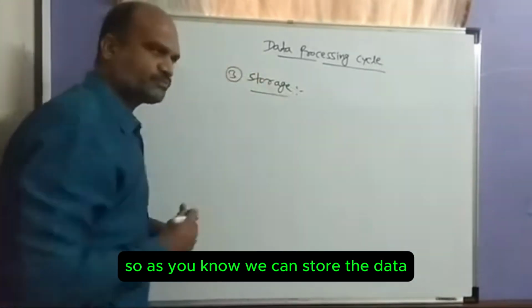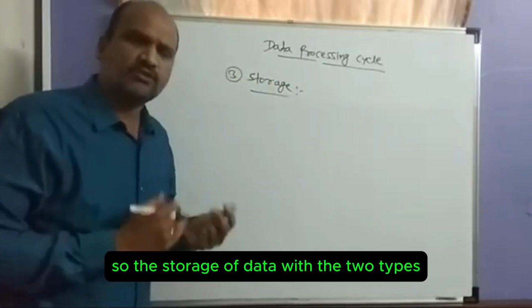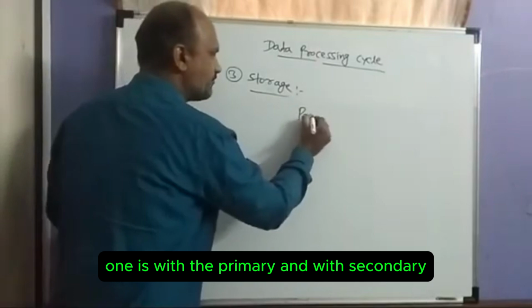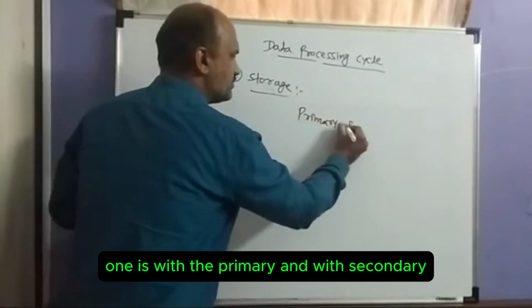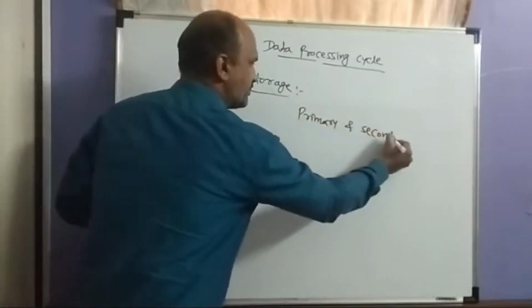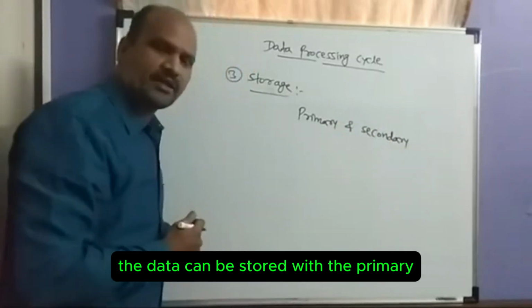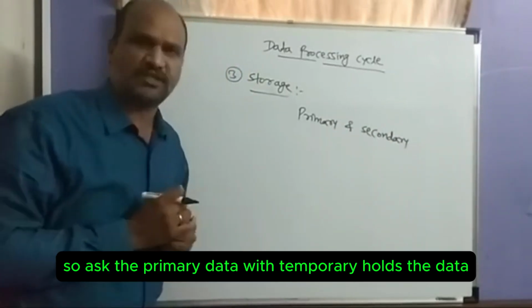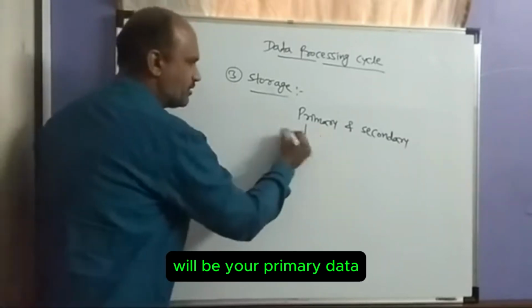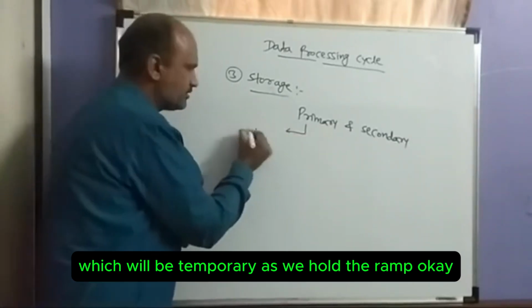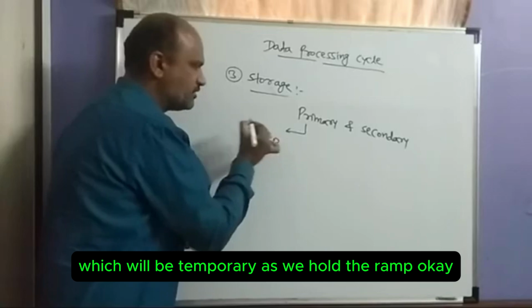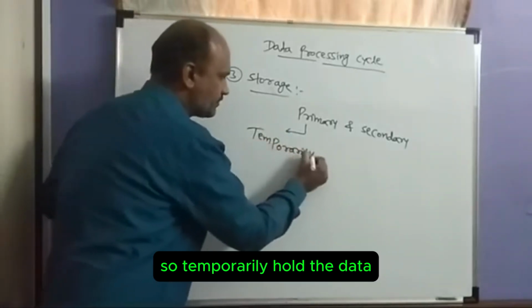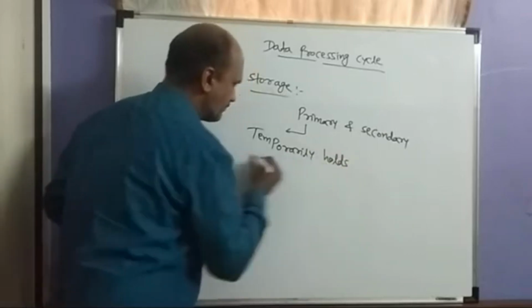So as you know, we can store the data. The storage of data has two types: one is primary and the other is secondary. The data can be stored with the primary and the secondary. The primary storage temporarily holds the data, okay, it will be your primary data which will be temporary, as we have the RAM.